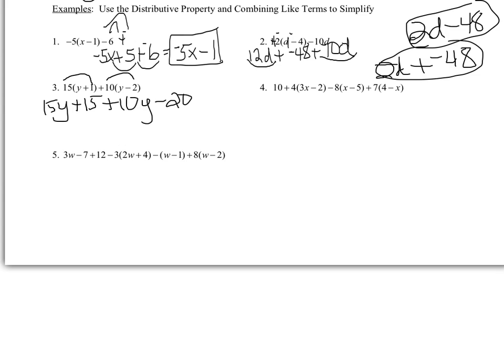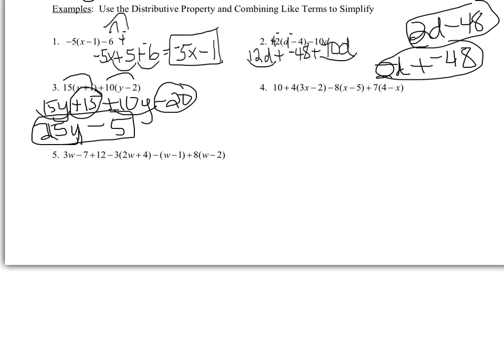Now, let's combine like terms. We've got 15y and 10y, which gives me 25y. And then we have plus 15 and minus 20, which would leave me with a minus 5.